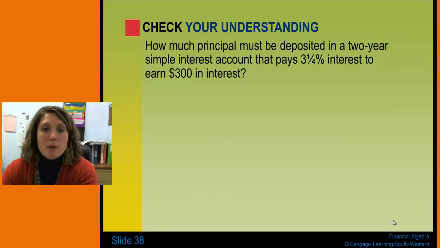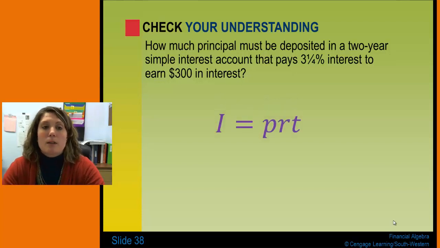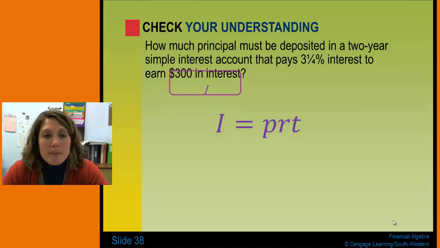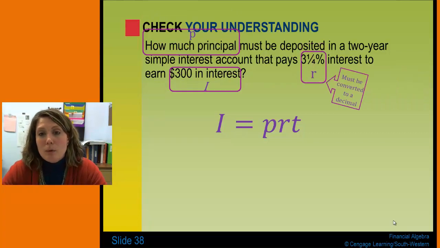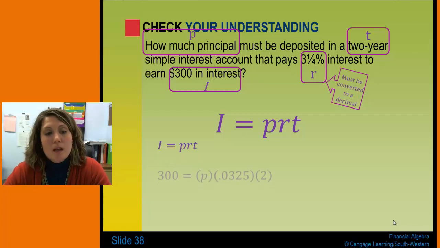Check your understanding. How much principal must be deposited in a 2-year simple interest account that pays 3.25% interest to earn $300 in interest? Okay, so they tell us that we want to earn $300 in interest. We're trying to find the principal. We know that our interest rate is 3.25%, which I'm going to have to convert to a decimal. And then they tell us the time is 2 years.